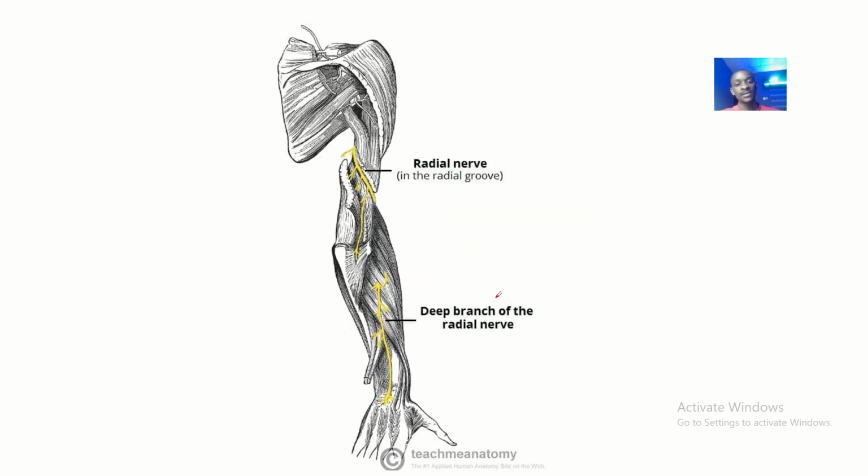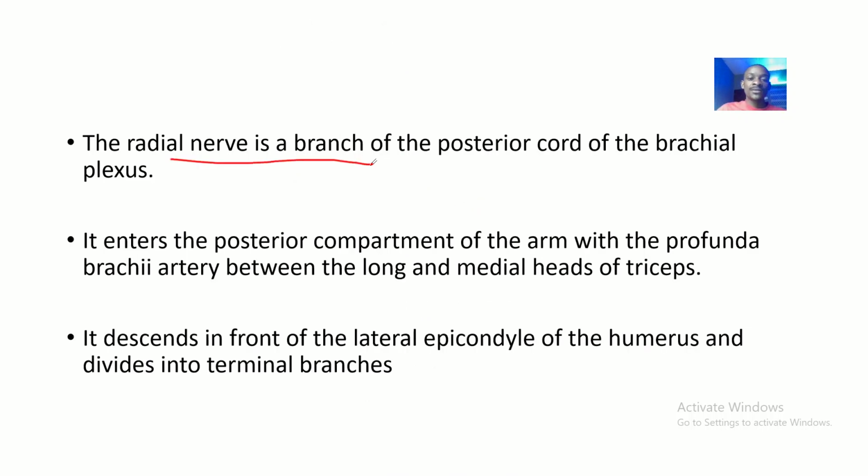So, the radial nerve. This is a radial nerve. I could see the radial nerve is in the radial groove. If you're coming from our lectures on the humerus, you know that the mid posterior shaft of the humerus has the radial groove, which we said is where the radial nerve lies. So the radial nerve is a branch of the posterior cord of the brachial plexus, okay.